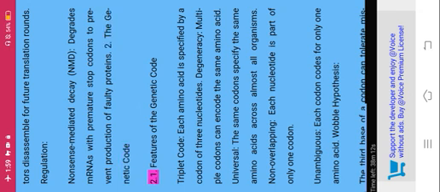2. The genetic code. 2.1. Features of the genetic code. Triplet code. Each amino acid is specified by a codon of 3 nucleotides. Degeneracy. Multiple codons can encode the same amino acid. Universal. The same codons specify the same amino acids across almost all organisms. Non-overlapping. Each nucleotide is part of only one codon. Unambiguous. Each codon codes for only one amino acid.